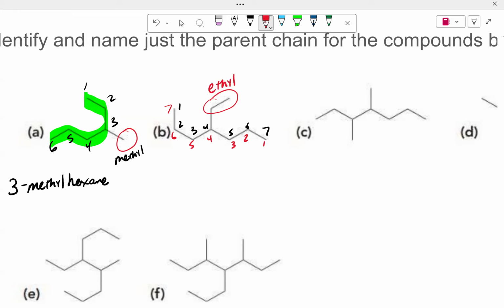Now I'll name this substituent. It's an ethyl group, and it's the only one, so I can start putting my name together. 4-ethyl, and then 7 carbons is the prefix hept, and the ending is a-n-e. So 4-ethylheptane.